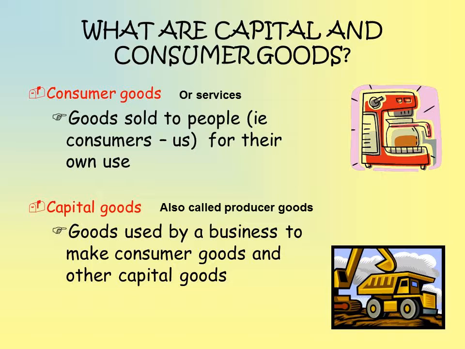Capital goods, also called producer goods, are the things that businesses buy in order to make consumer goods. So, for example, in order to make a coffee pot, the company that makes them needs certain materials called raw materials in order to make the coffee pot.